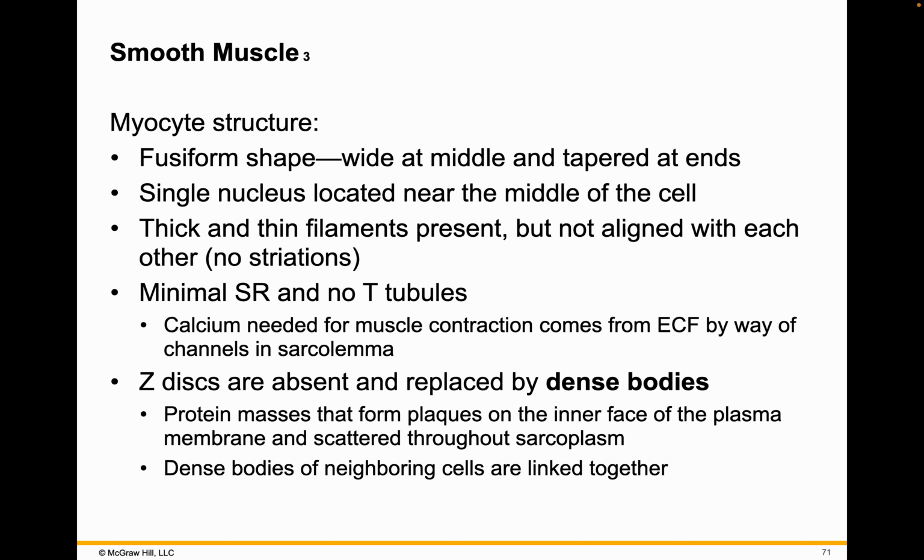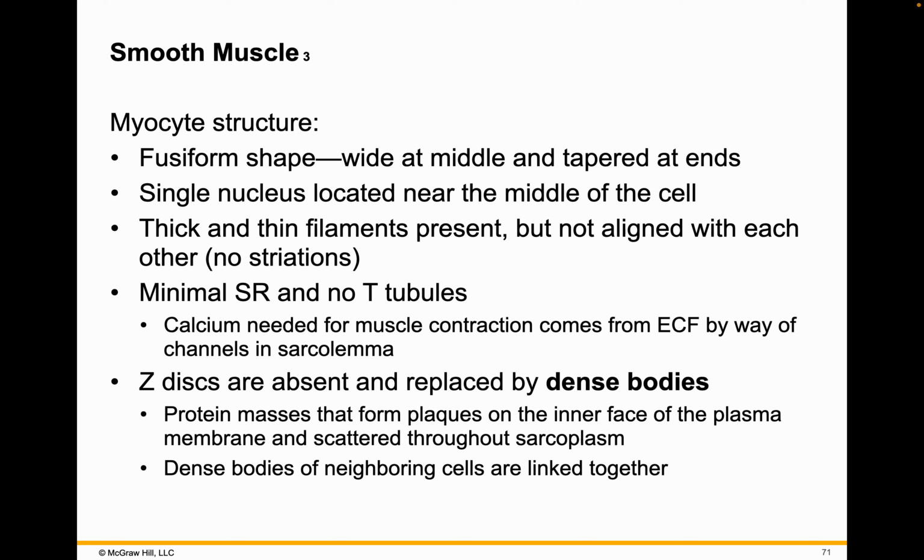They have a fusiform shape, wide in the middle, tapered at the ends. Single nucleus located near the middle of the cell. They have thick and thin filaments present, but they are not aligned with each other, so we don't get the striations. It's still actin and myosin, however. They have minimal sarcoplasmic reticulum. They do not contain T-tubules. Their calcium comes from extracellular fluid by way of channels in the sarcolemma.